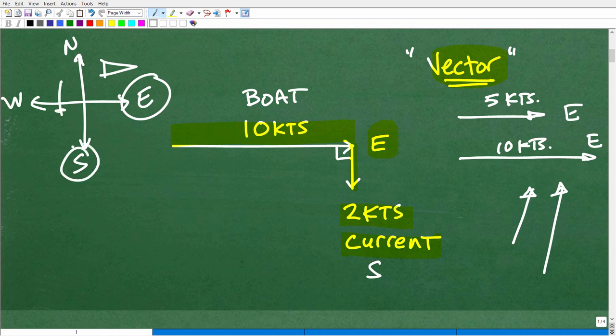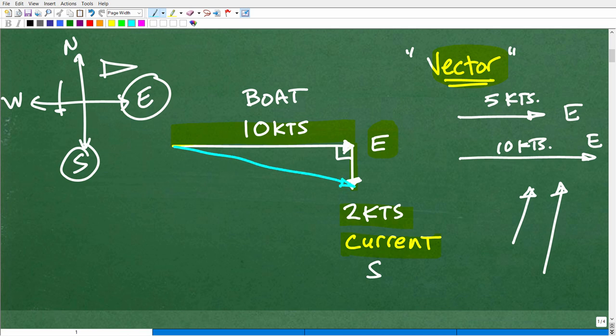Now, the way vector math works, what we're looking for is what we call the resultant vector. So we have a little arrow here that represents the current. Notice that the beginning of this little vector that represents the current is starting at the end, or the tip, of this arrow that represents the boat. This is how we construct a vector sum. The tail of your second vector is going to start at the tip of your first vector, just like this. And what we're looking for is this vector right here.